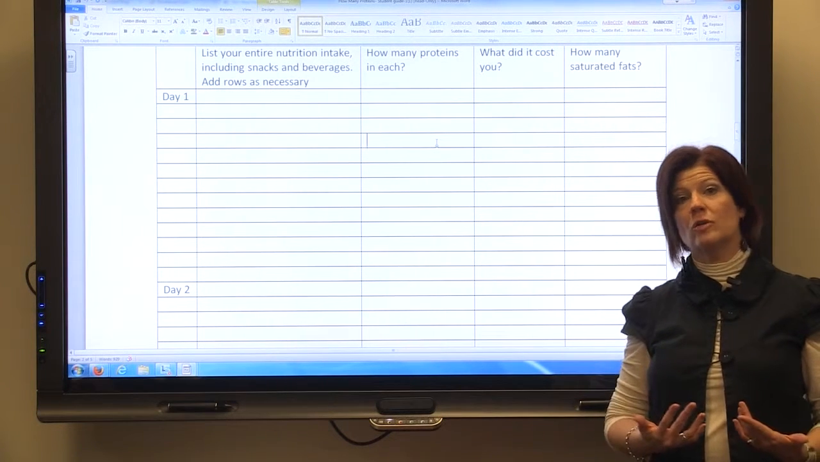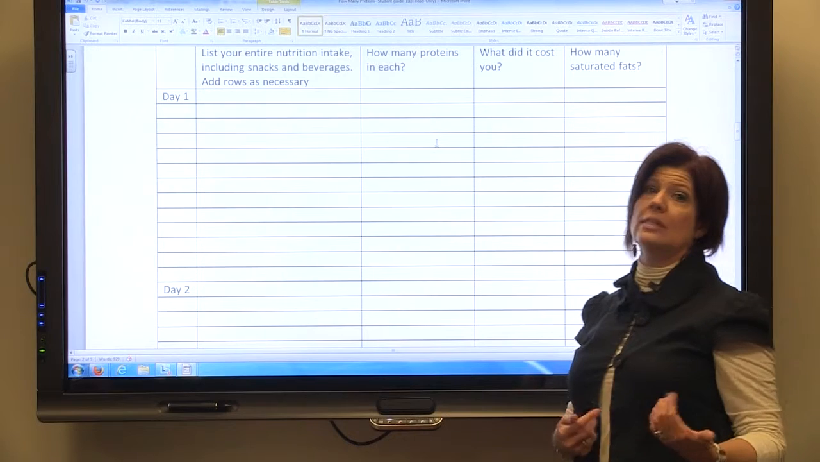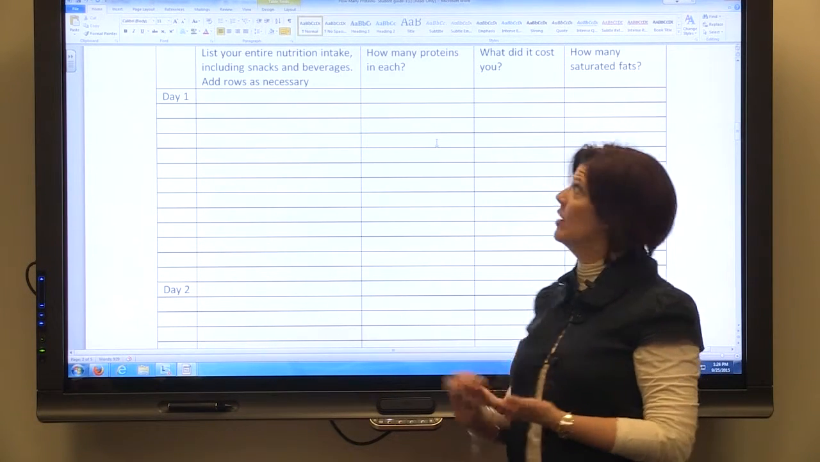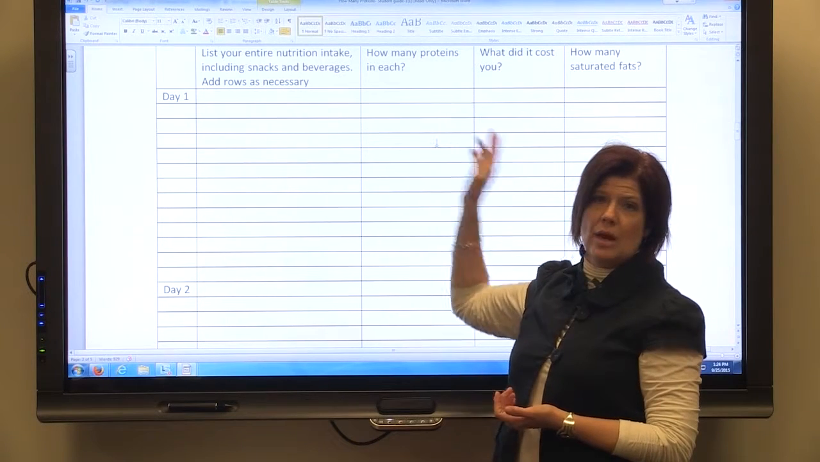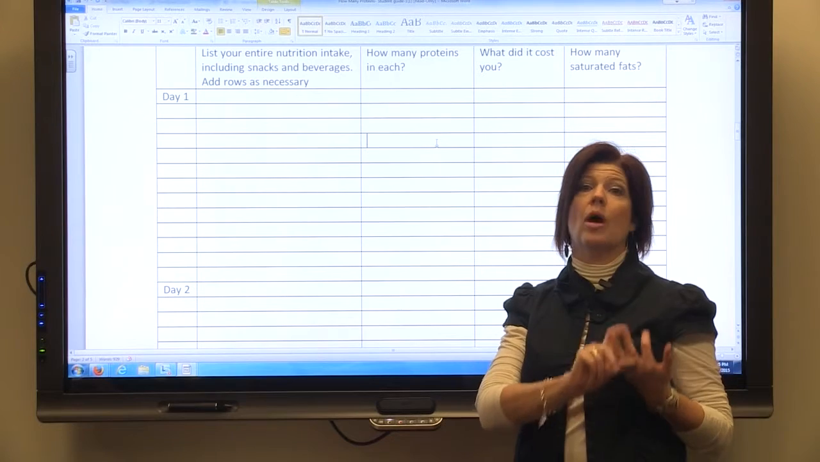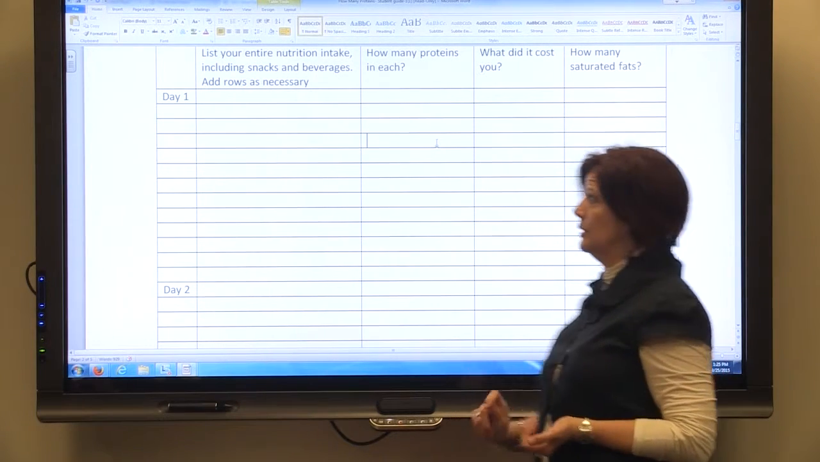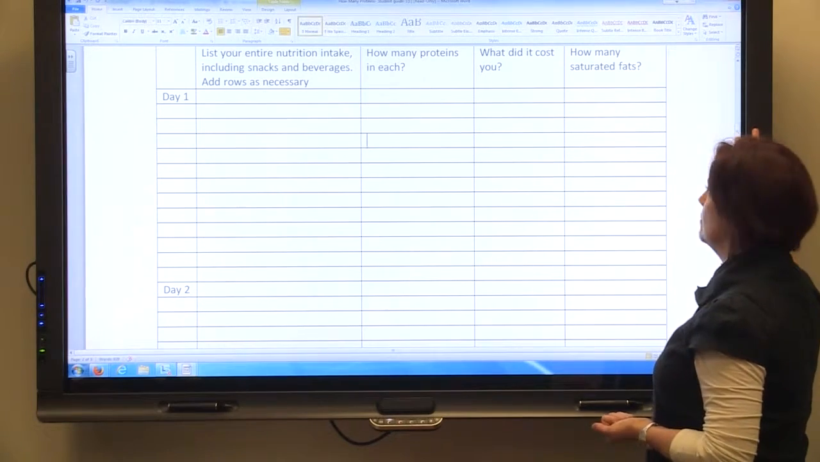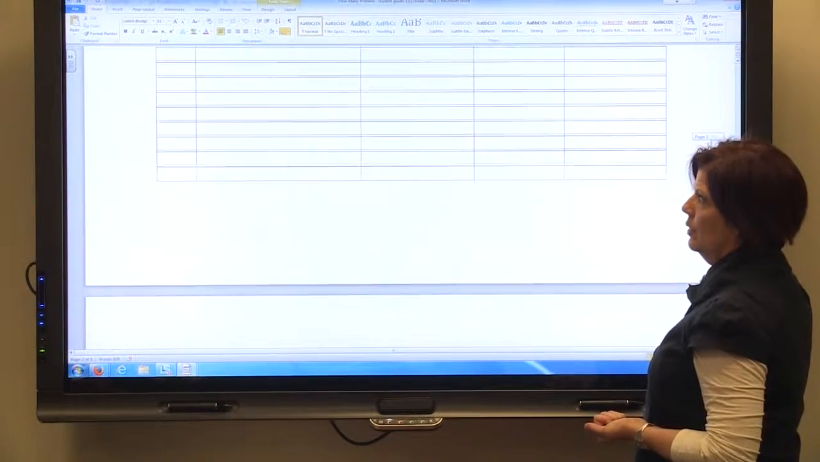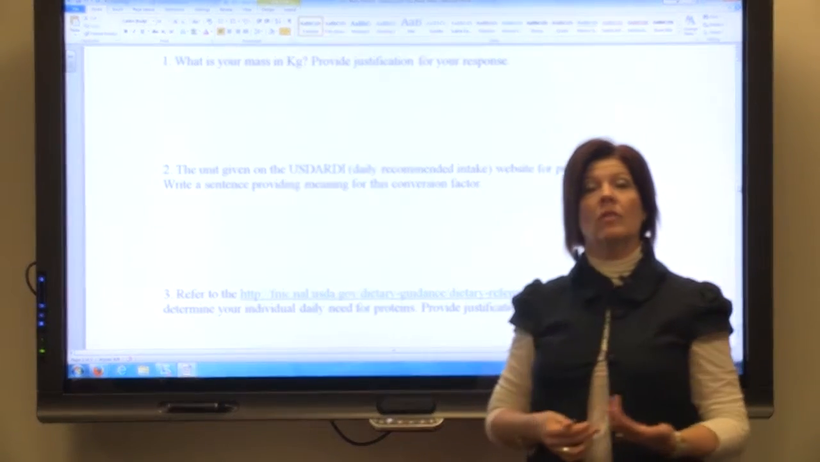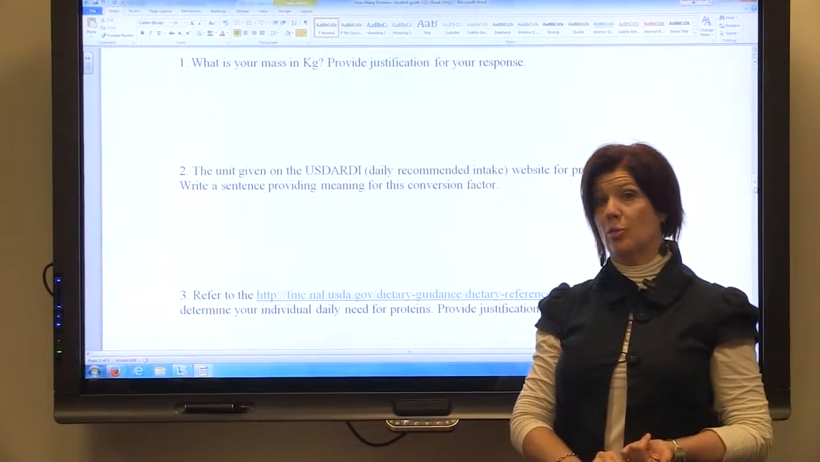And then in part 2 of this lab, we're going to look at how it impacts the environment. So 3 kind of ideas. What's the impact on the cost to you personally? What is the impact on your body? And what is the impact on the environment? So after you've done a 3-day log, there are pretty clear questions about finding how many proteins your body needs.